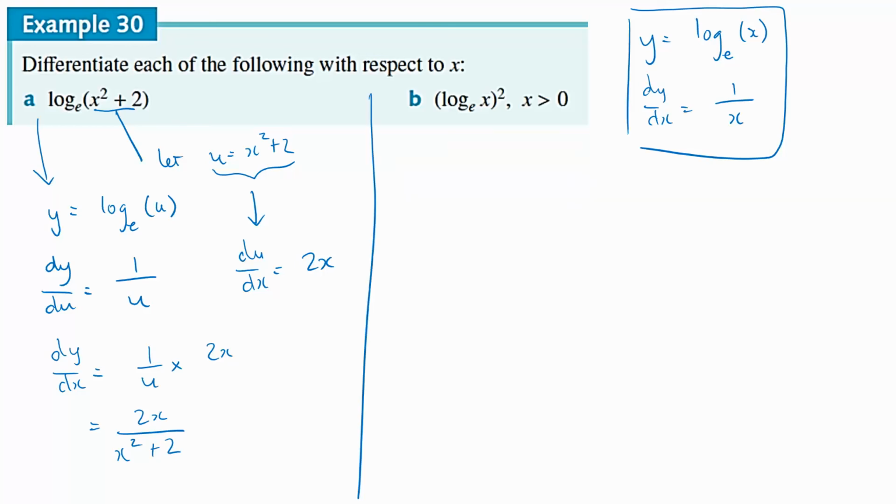How would we do the next one though? This one's tricky because it's log e x all squared and we want to find the derivative. So be careful, I'm going to write it out properly. It is y equals bracket log e of x all squared. Be careful with this one. What would you do? It's not log e of x squared, it's log e of the entire thing all squared. How do we do this?